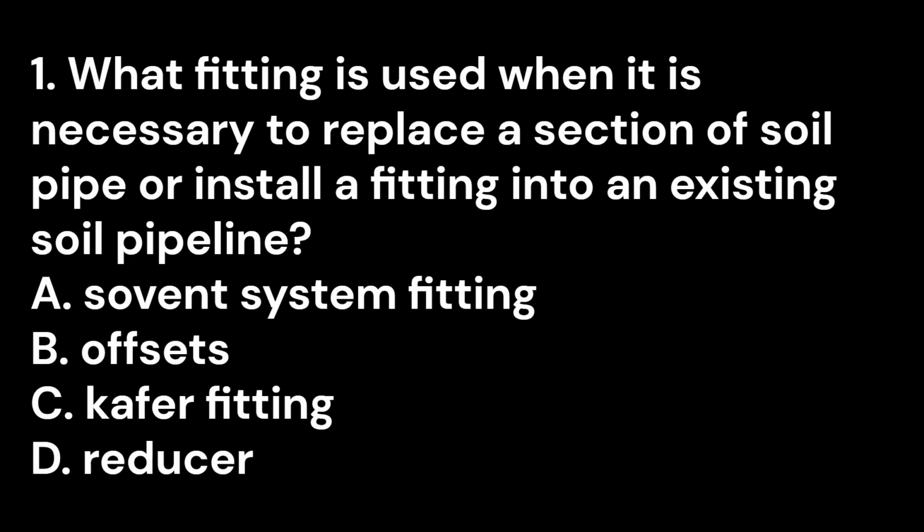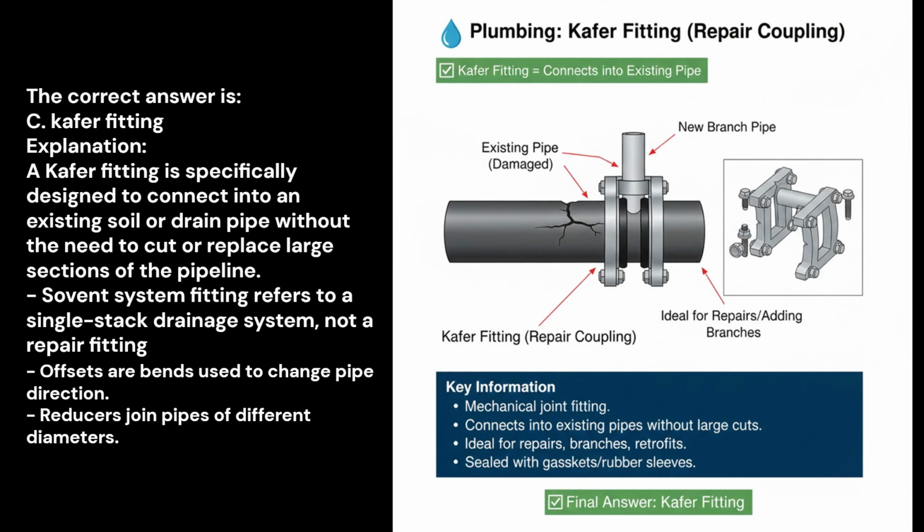Number 1. What fitting is used when it is necessary to replace a section of soil pipe or install a fitting into an existing soil pipeline? A. Sovent system fitting. B. Offsets. C. Kafer fitting. D. Reducer. The correct answer is C.